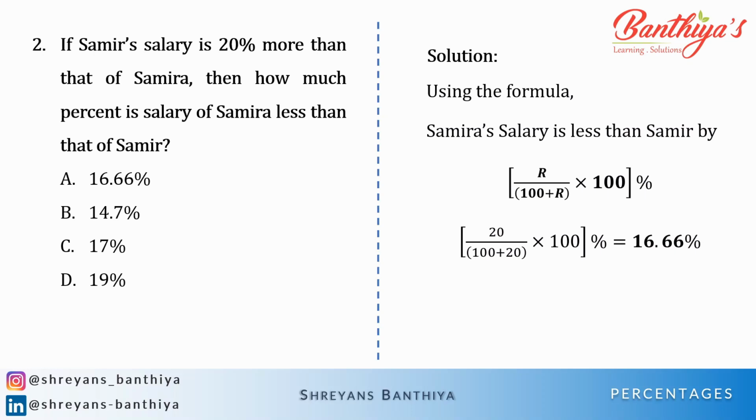Now for such figures, I've already stated in the last session that you have to memorize a couple of ratios. Here if you solve 20 by 120 orally, you can get 1 by 6 directly, and getting 1 by 6 directly, you can get to the answer, that is 16.66%. You need not even solve this question using pen and paper. Let's see the next question.